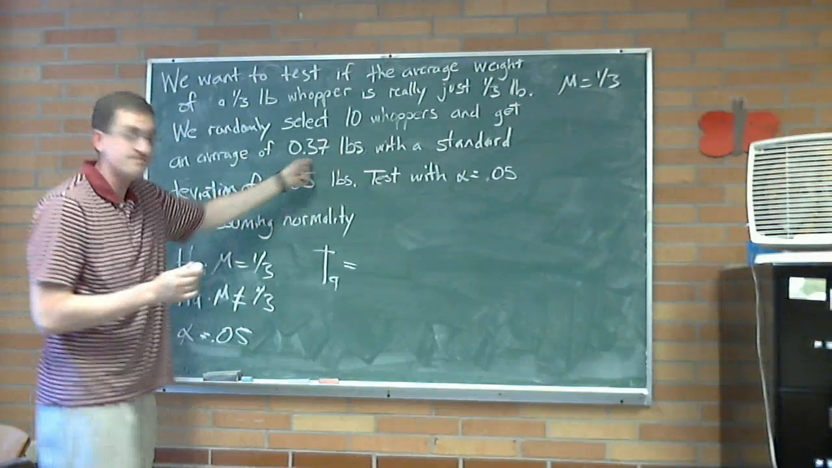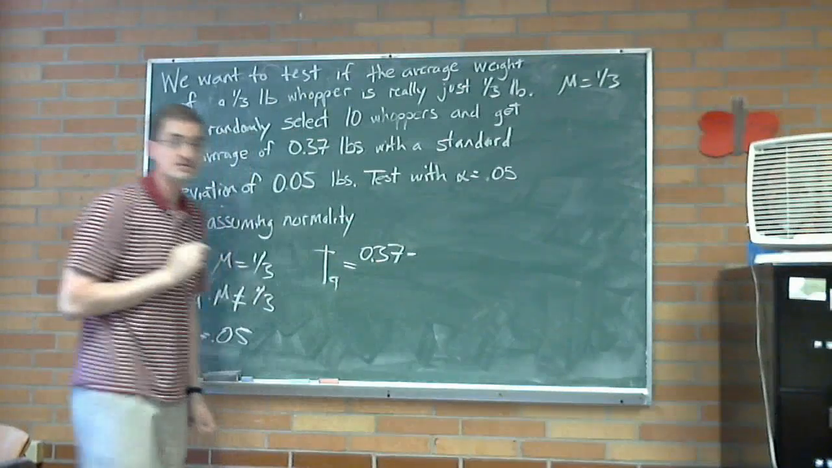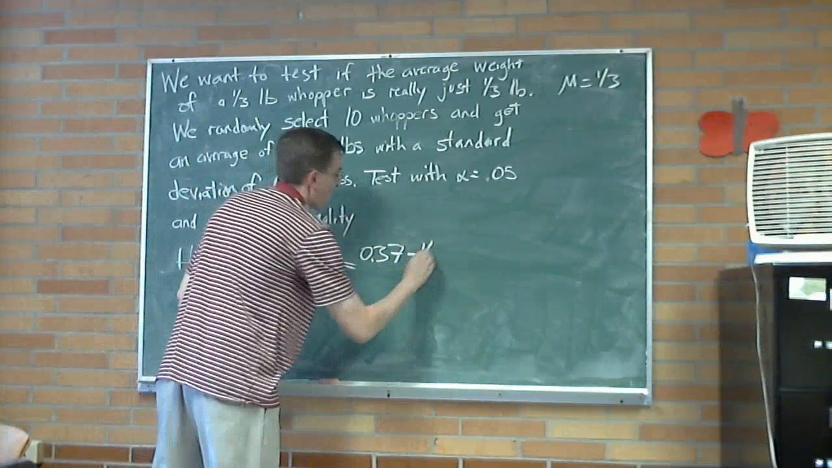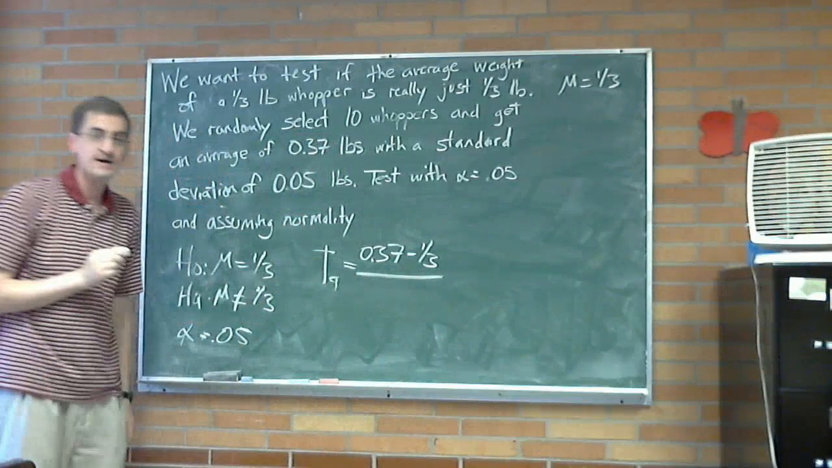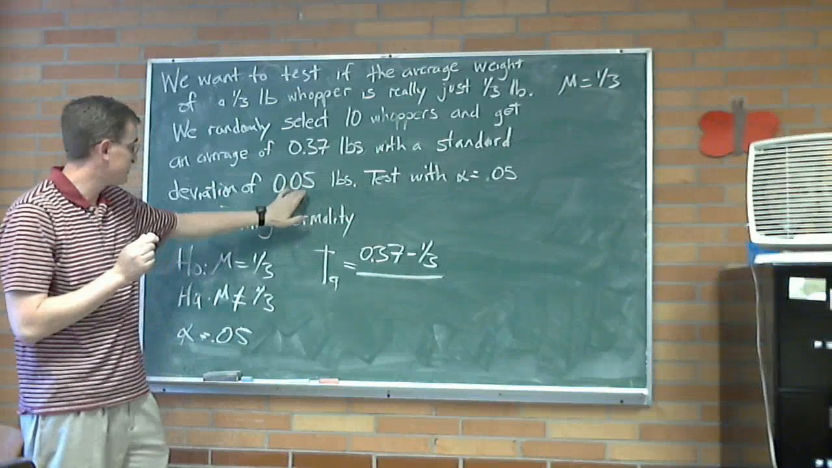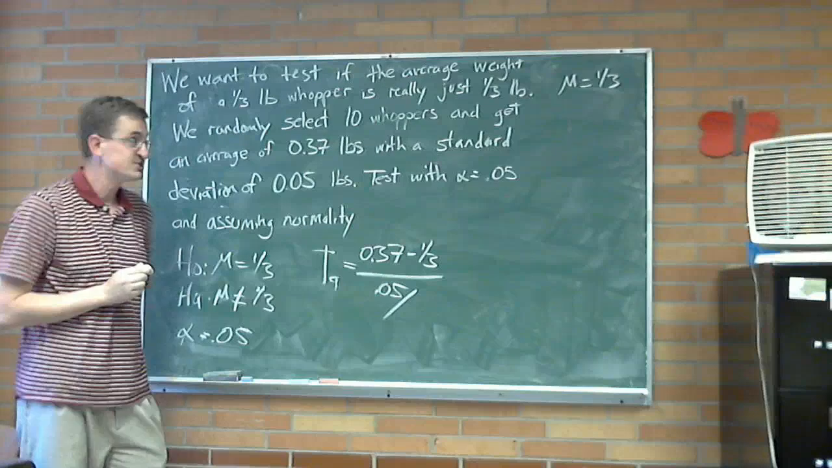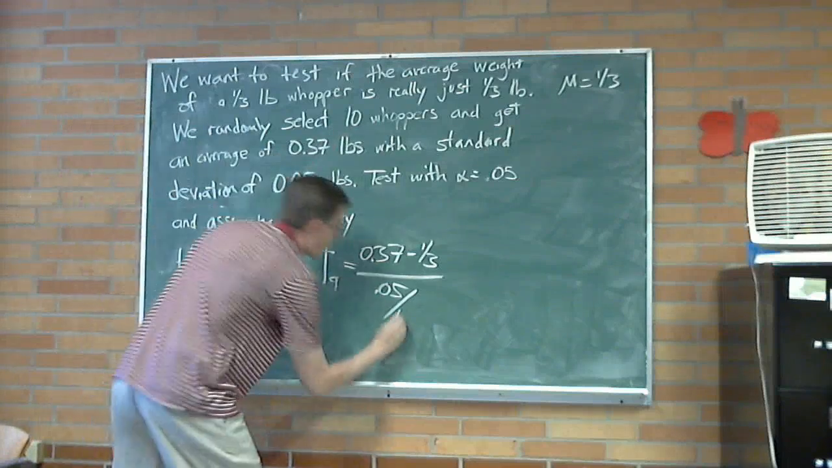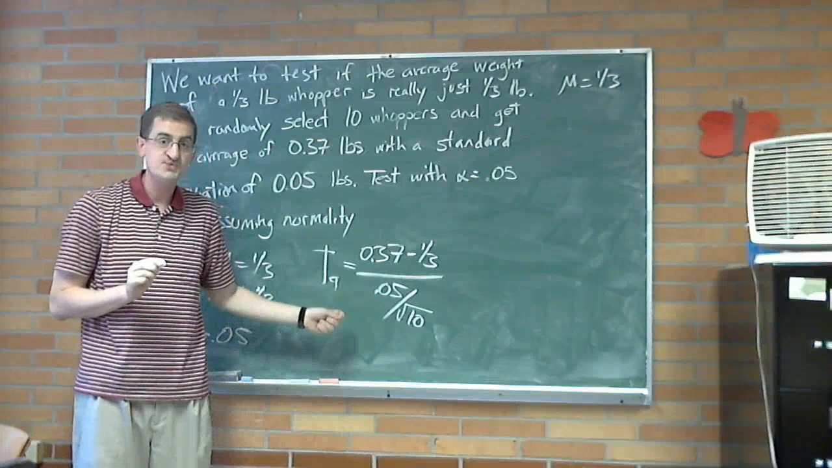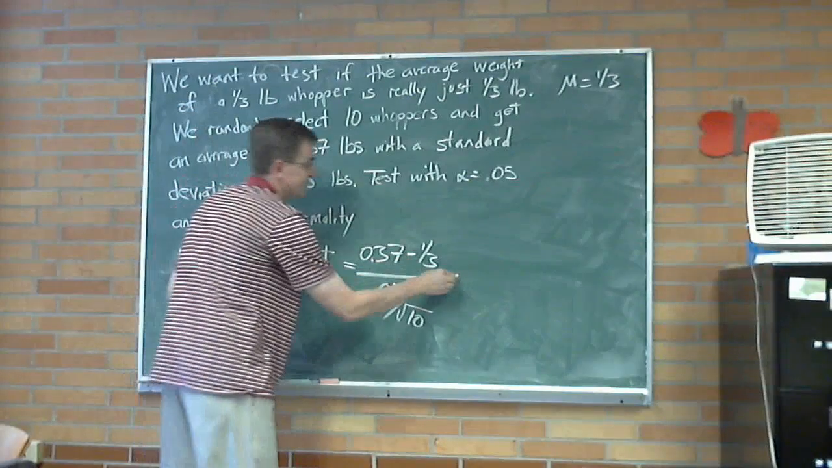Here's the average we got, 0.37. Minus, what did we think we were going to get? The answer is 1/3. Divided by, standard deviation is 0.05. Divided by the square root of n. Our n is 10. So this should not feel like a new equation. It's one slight change because we're using s instead of sigma.